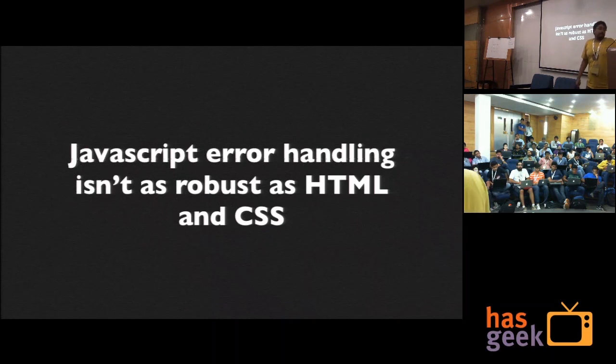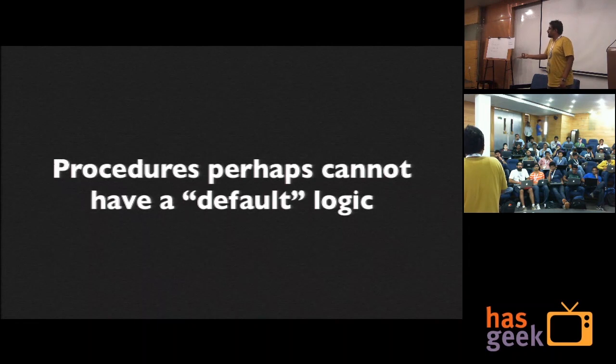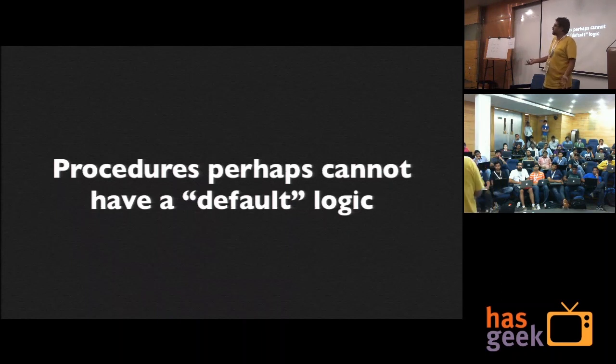So the JavaScript error handling isn't as robust as HTML and CSS, and I'm sure you're aware of all this. Are you aware of all this? Because I think the procedures cannot probably have a default logic. Do you agree with me? If something is not acceptable, there cannot be a default alternate logic, right? But there can be a default alternate tag. If I give a tag that the system doesn't understand, it can say, if I don't understand, I'll go by default div. If I give a logic or if I try to access an object that it doesn't know what that object is, it doesn't know what is the default behavior I have to do, it has to throw an error. Right? But you can always just try catch the error, right?